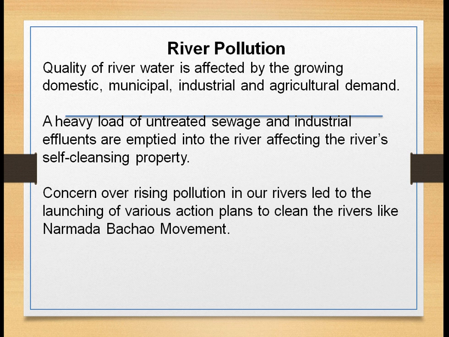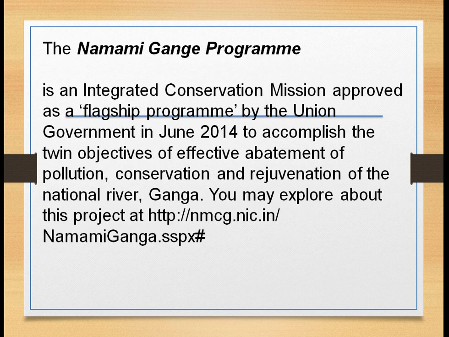Concern over rising pollution in our rivers led to the launching of various action plans to clean the rivers, like Narmada Bachao Andolan. That means the Narmada is one of the rivers and we have to save the river from pollution. Then the Namami Gange program initiated by the government in June 2014. The link is also there. You can go and see. You may explore this project.